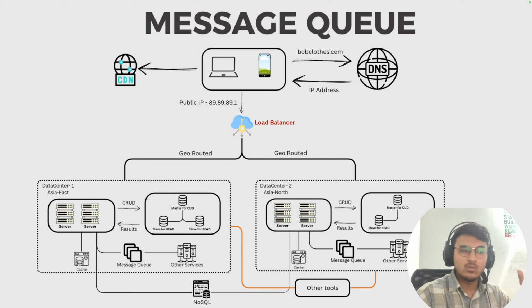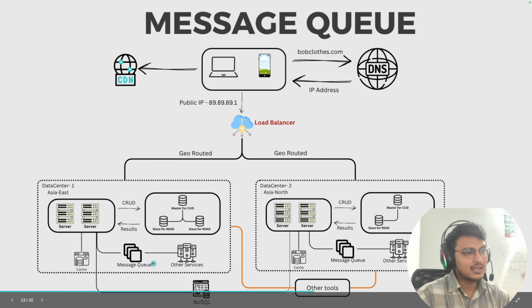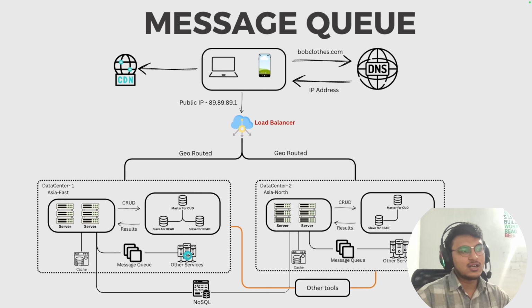If the customization worker crashes, orders are still stored in the queue. They are not lost. They can be processed later. Okay. So this is how a message queue helps. And definitely both data centers are copies.